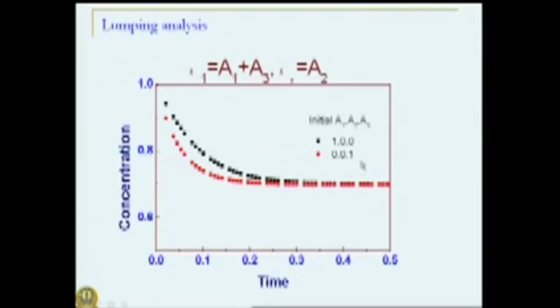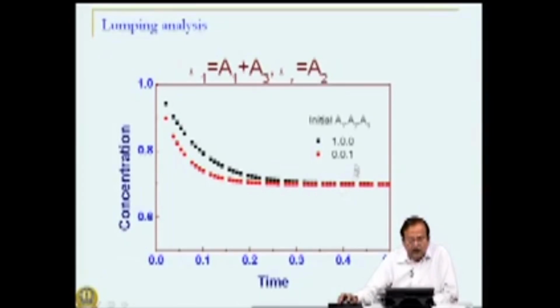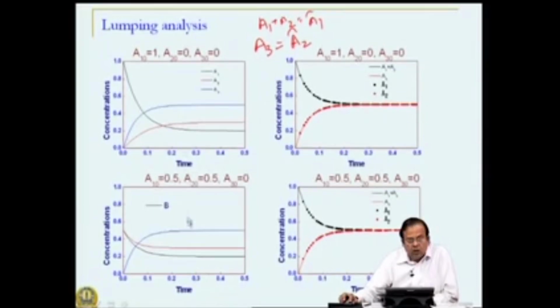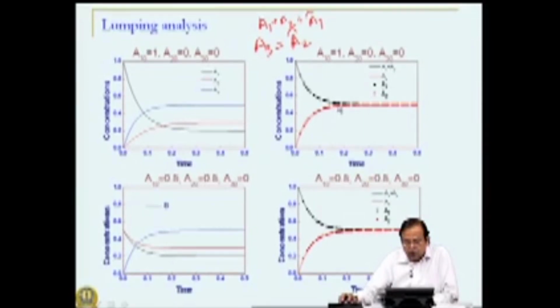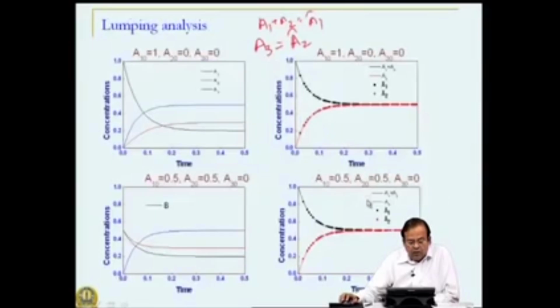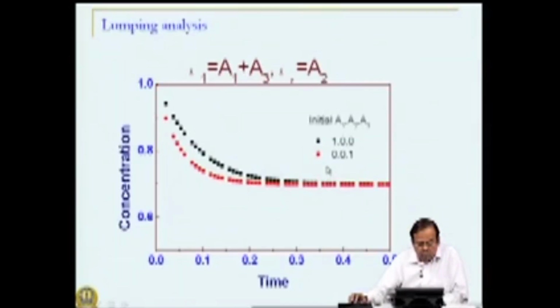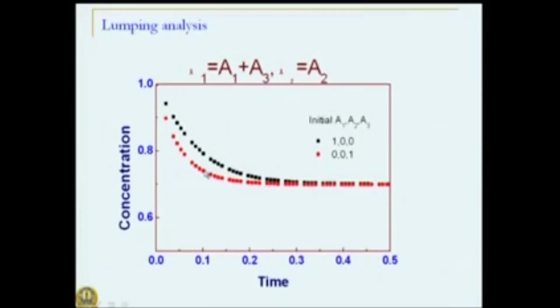Now, how do I know that what I am doing is correct? For a given set of rate constants, if my lumping is not exact, and if I, for example, lump A1 and A3 as one lumped species A1 hat and another lumped species A2 hat, and if I start with different initial concentrations of A1 and A3, where A1 and A3 still add to 1, but my lumping condition is not satisfied, I get 2 different responses. Unlike here, whatever may be the initial distribution, if my lumping condition is precise, I get the same results. If the lumping condition is not satisfied, then I get two different results.